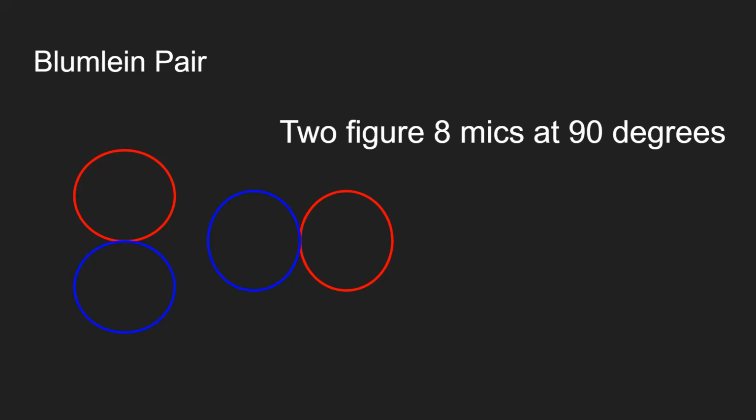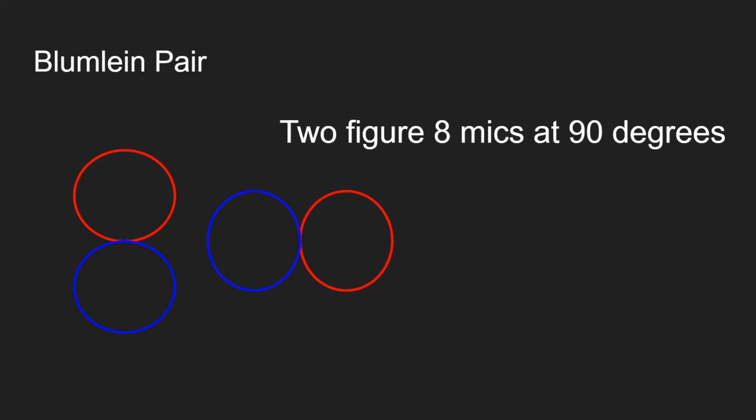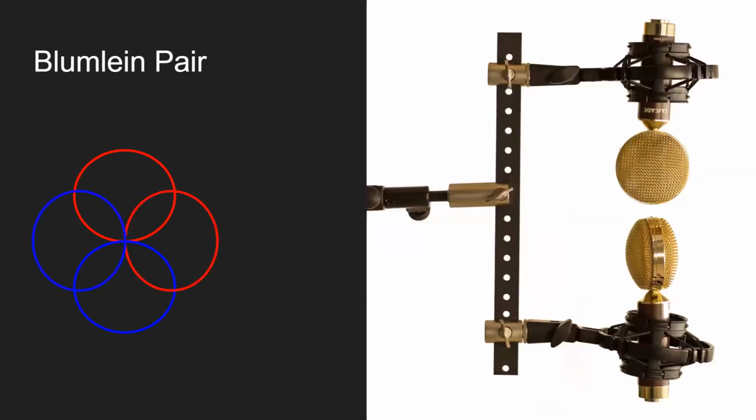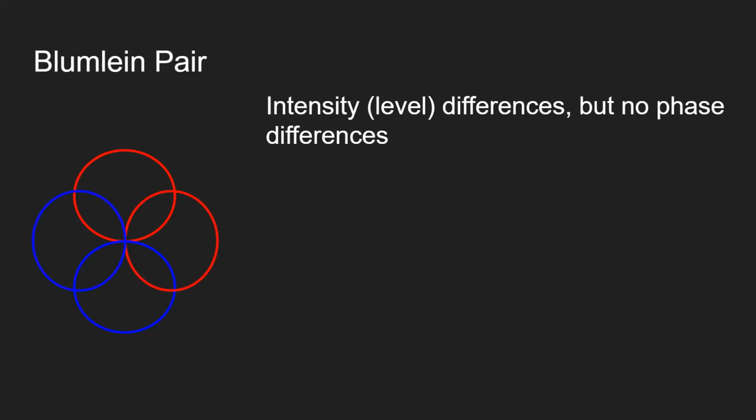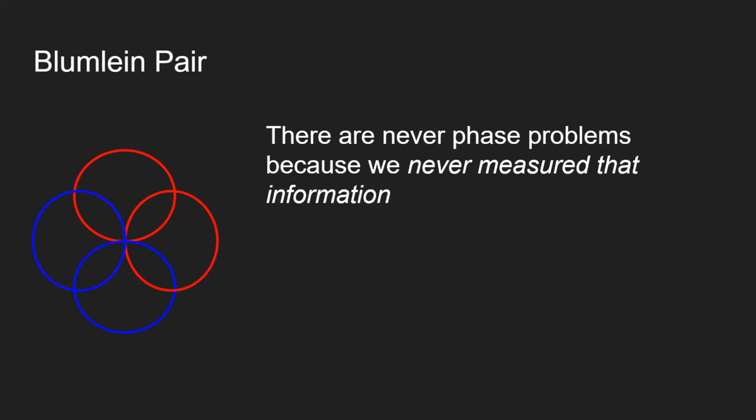One way to do this is called the Blumlein pair, where you have two figure-8 mics at 90 degrees to each other, often with a pair of ribbon mics. And you can see you have these two figure-8 patterns, right on top of each other. And so you're getting these intensity differences, but no phase differences, no phase cancellation when summed to the mono. You will not get phase problems because you designed your sensing system such that you never measured that information.